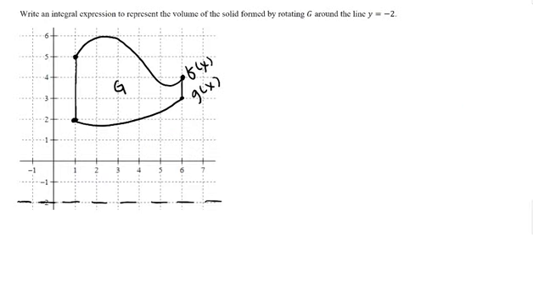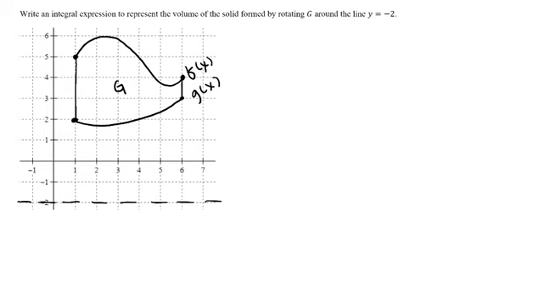Now we're ready to rotate around something that's not just the x-axis, so the line y equals 0. Now we're going to take this region G and rotate it around the line y equals -2. So the same thing, we're going to take the same strategy.